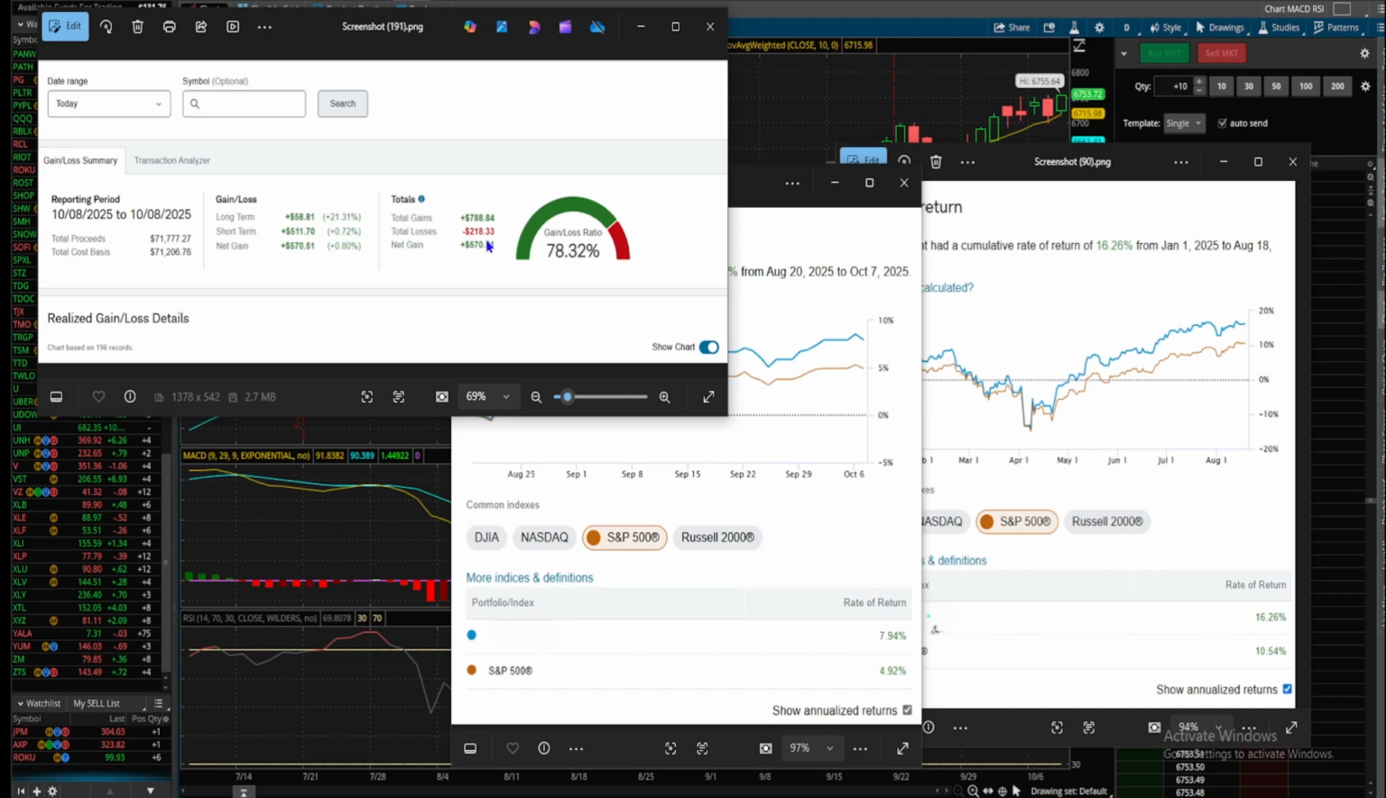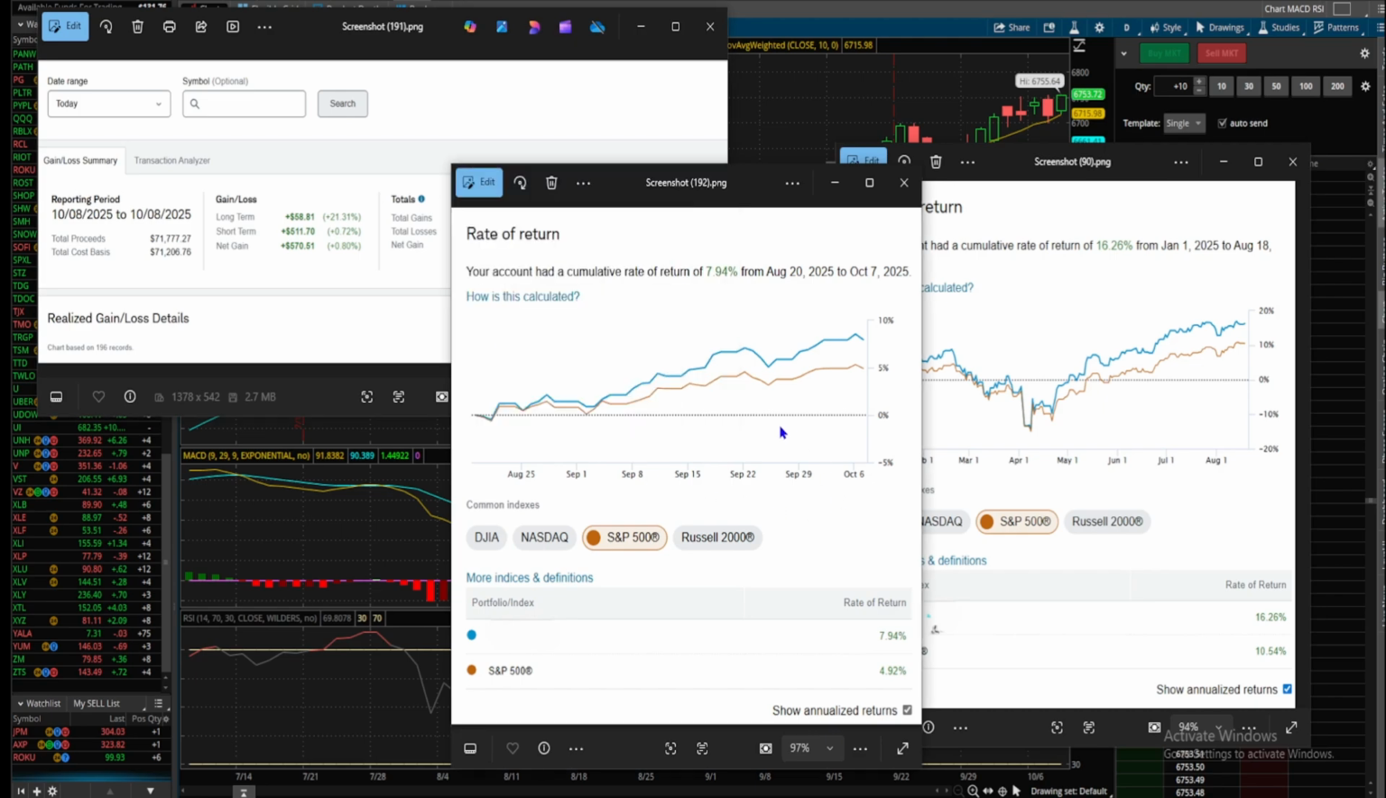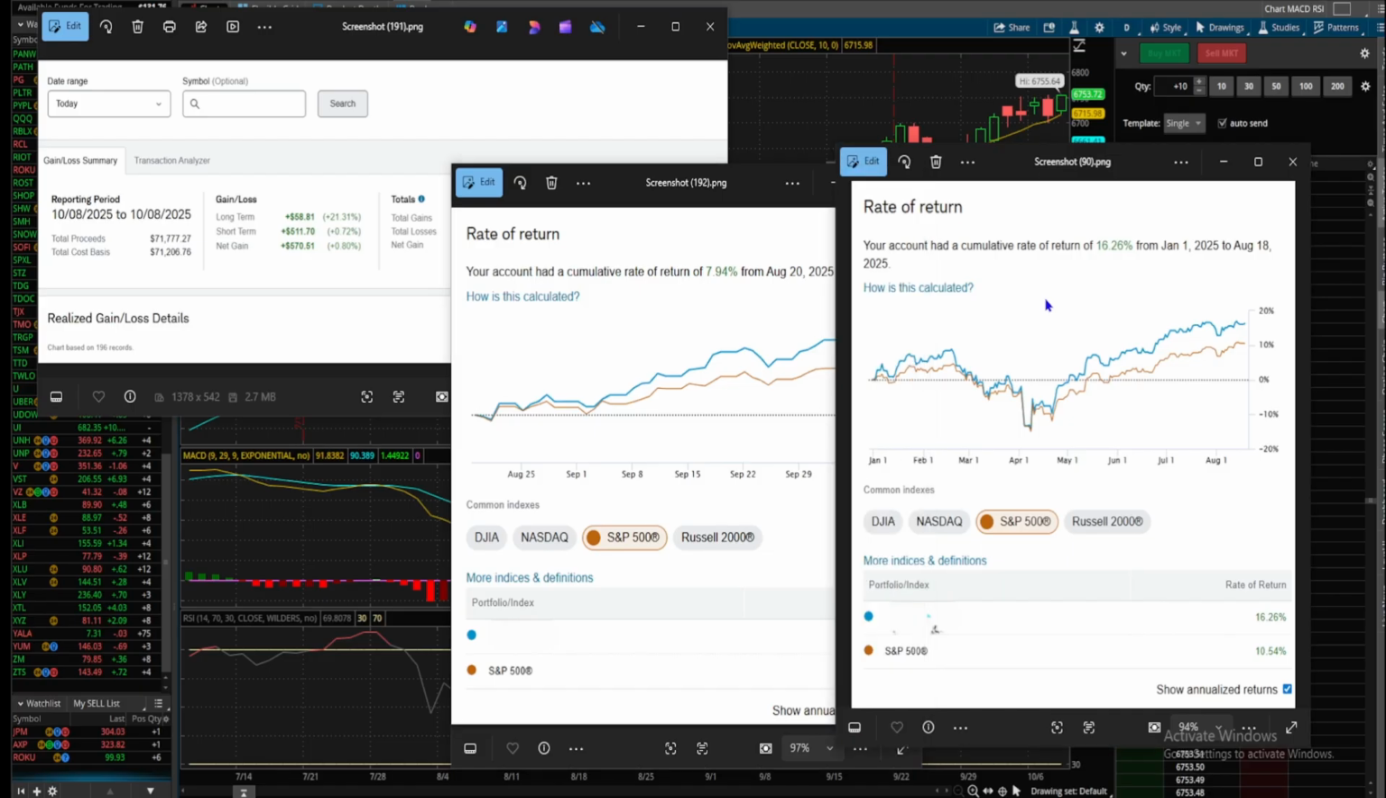Again, $788.84. This account, which we opened on August 19th, is performing year to date at 7.94% compared to the S&P 500 at 4.92%. Our old account that I had to close down, and whose assets were all transferred to this account, was closed on August 18th. We were performing at 16.26% compared to the S&P 500 at 10.54%.